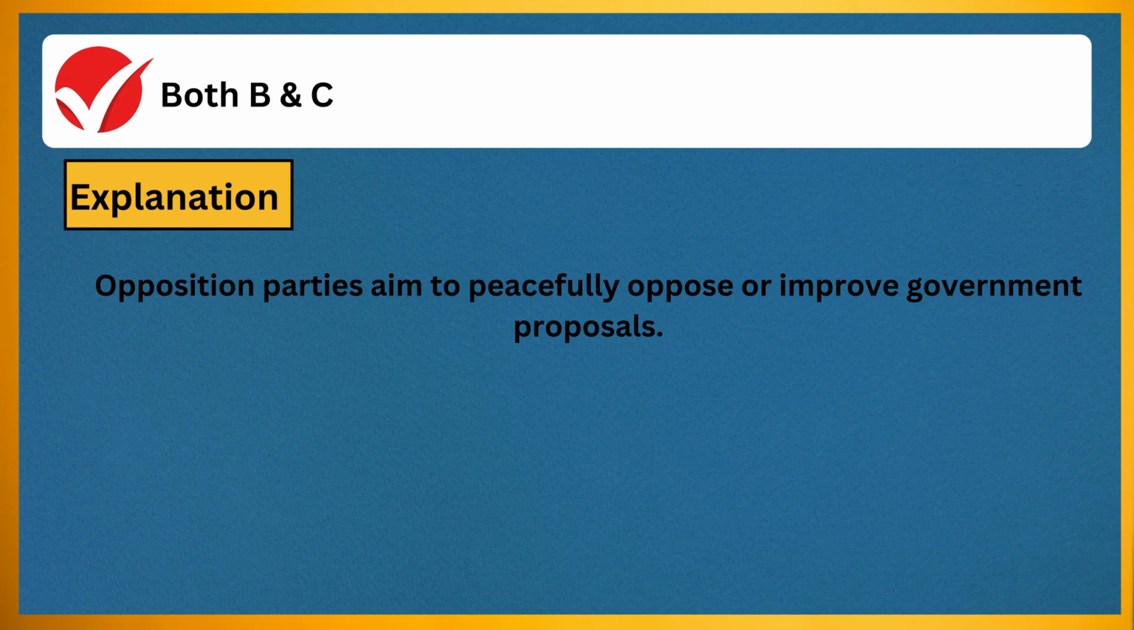The correct answer is both B and C. Explanation: opposition parties aim to peacefully oppose or improve government proposals.